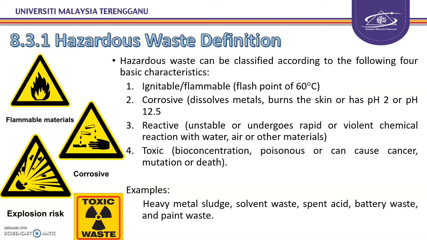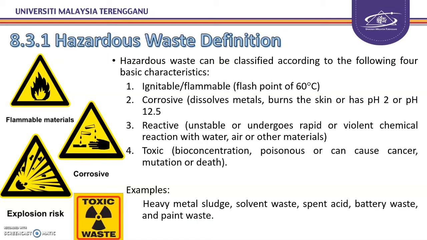Number 2 is corrosive. Normally it dissolves metals, burns the skin, or has a pH of 2 or pH of 12.5. Either it is too acidic or too alkaline. Number 3 is reactive. It means the element is unstable or undergoes rapid violent chemical reaction with water, air or other materials. And number 4 is toxic. It means that it is bioconcentrating, poisonous, or can cause cancer, mutation or death.